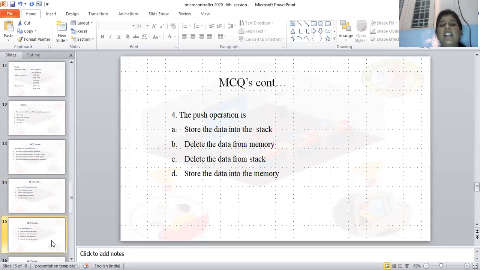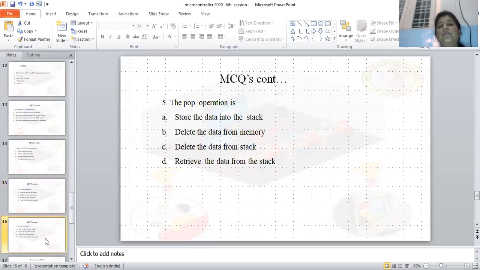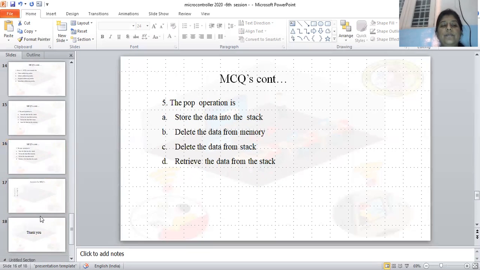The push operation is: store the data into the stack, delete the data from the memory, delete the data from the stack, or store the data into the memory. The answer for this question is store the data into the stack. The pop operation is: store the data into the stack, delete the data from the stack, delete the data from the memory, or retrieve the data from the stack. The answer for this question is retrieving the data from the stack.